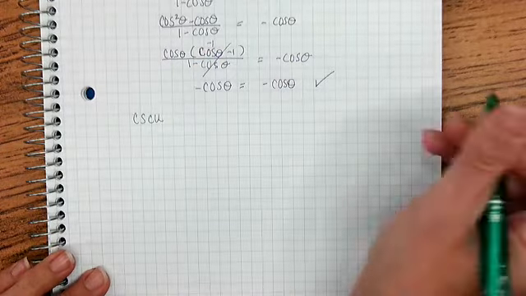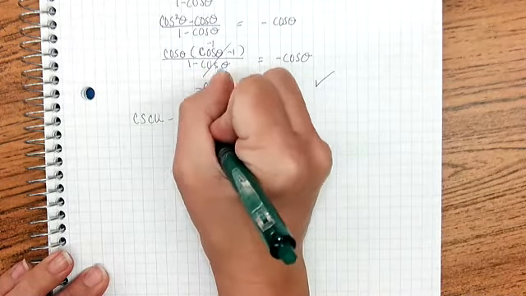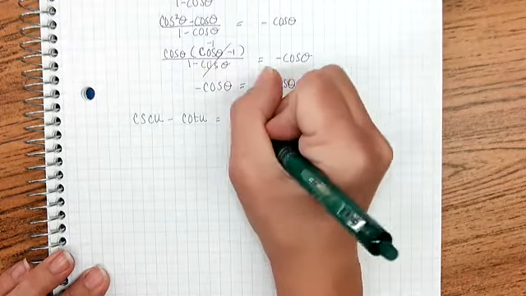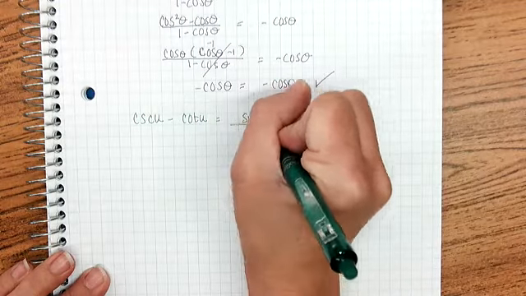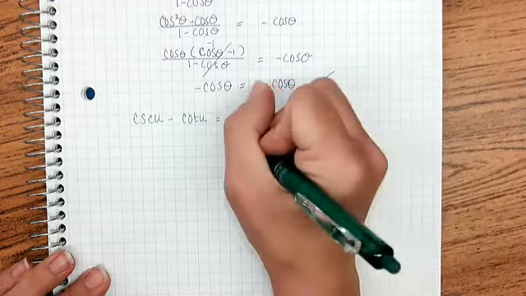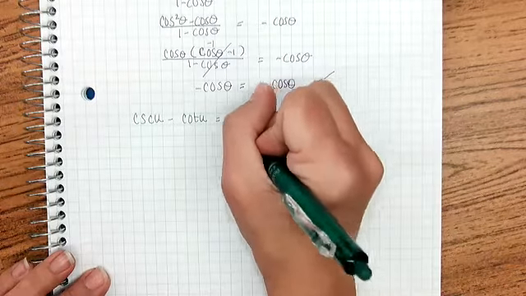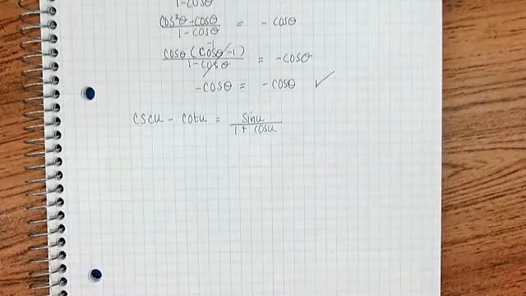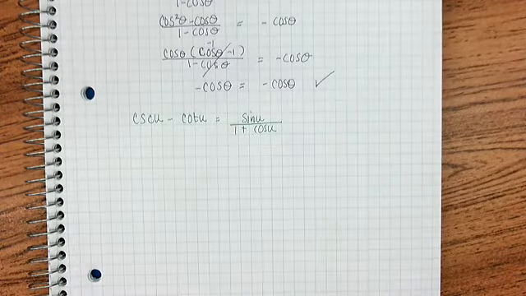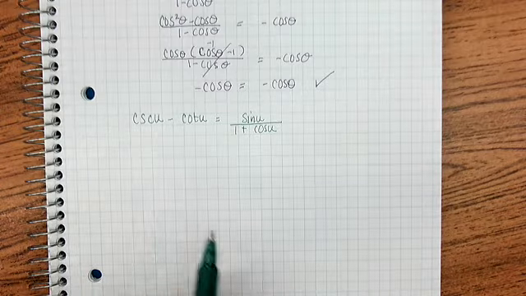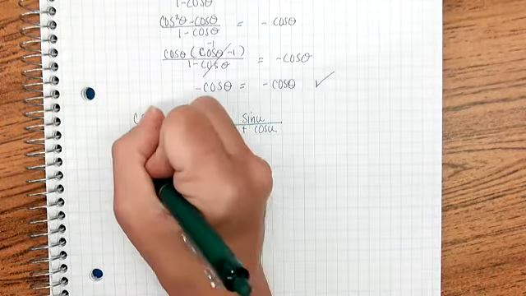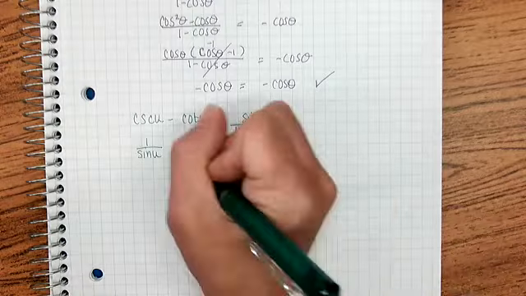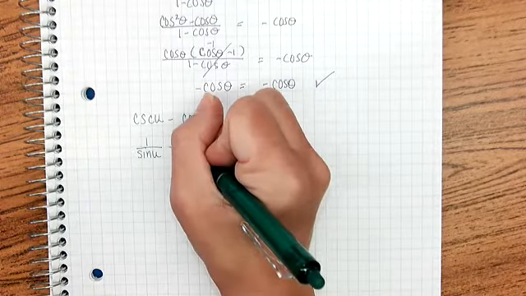How about the cosecant of u minus the cotangent of u is equal to the sine of u over 1 plus the cosine of u. When all else fails, if it's got a secant, a cosecant, a tangent, whatever, rewrite the functions using sine and cosine. That's generally a good place to start. So cosecant is 1 over sine. Cotangent is cosine over sine.